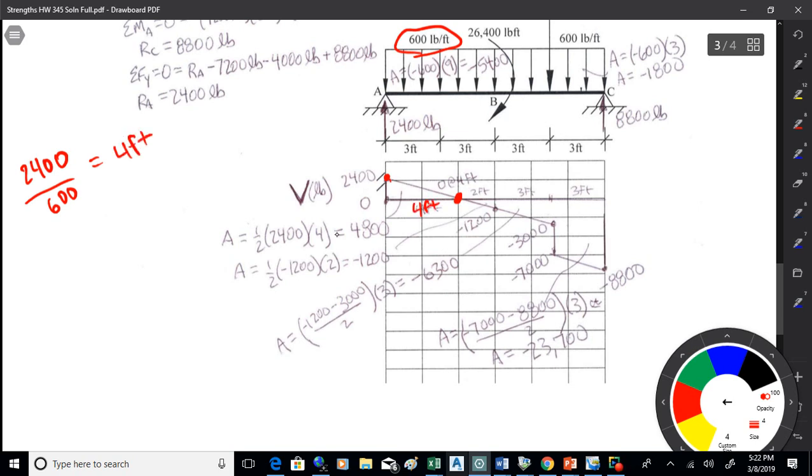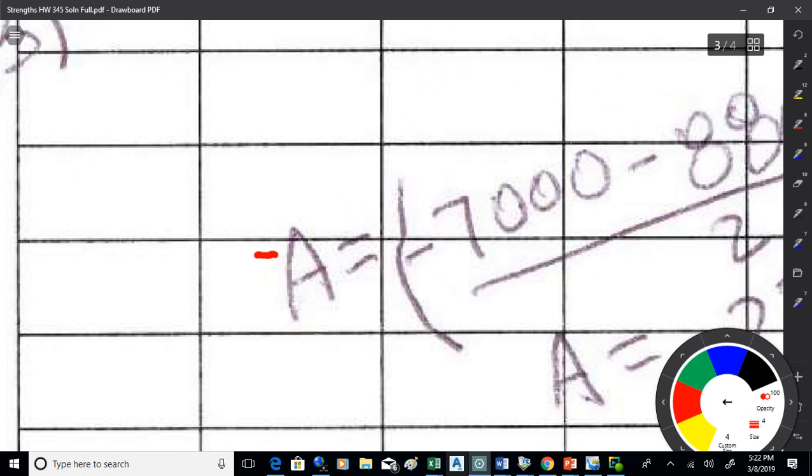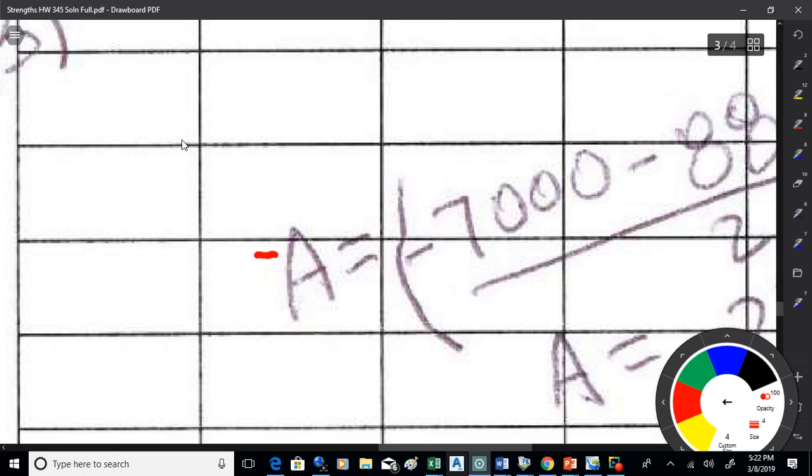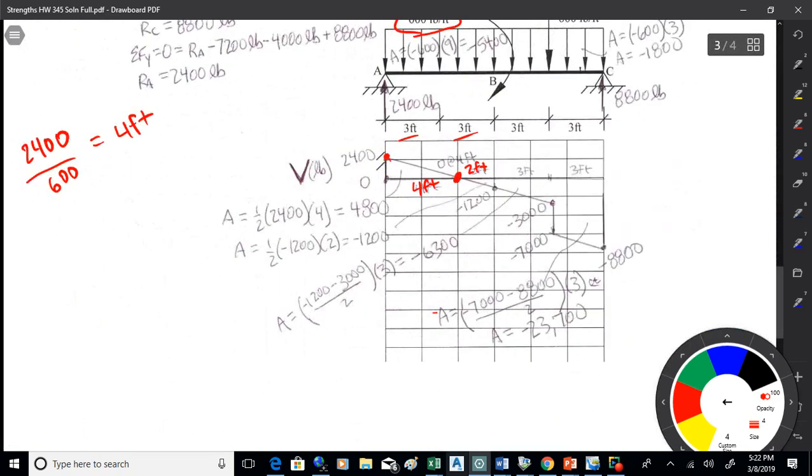So I got 4 feet on this side. I had a total of 6, 3 and 3, so I got 2 feet on the other side. That gets me a couple of triangles that I can find the area of. So 1/2 times 2,400 times 4, which is the base, gets me 4,800. And on the other side, I got 1/2 times negative 1,200, because when I work my way over to the shear at 6, it's negative 1,200. So 1/2 times negative 1,200 times its base of 2 gets me an area of negative 1,200.